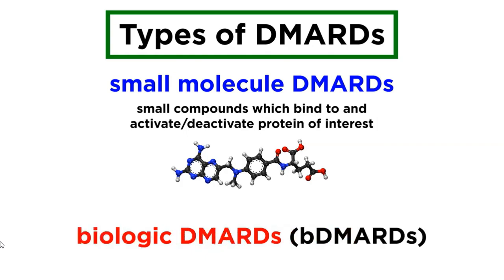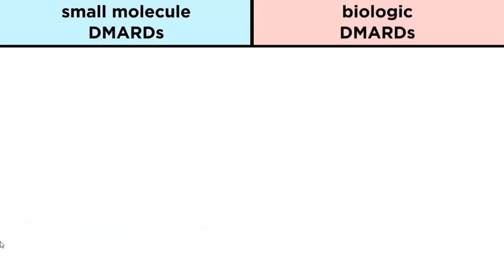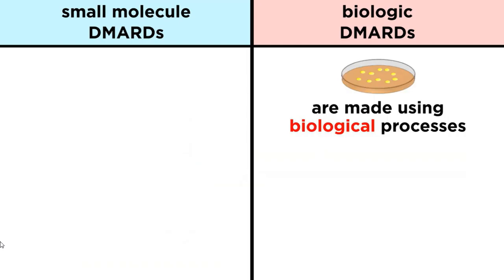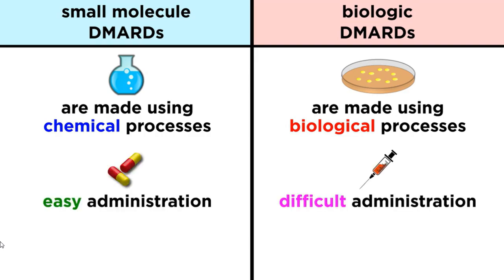On the other hand, biologic DMARDs, or bDMARDs, are antibodies, which are protein complexes that are significantly larger than small molecules. While antibodies are normally generated by our immune system to guard us from invading organisms, pharmacologists can hijack this biological response to generate antibodies which target select proteins of interest with incredible specificity. These two modalities differ greatly in their production, cost, administration, and side effects. As proteins, biologic DMARDs must be made using biological processes rather than the significantly simpler and cheaper chemical processes used for small molecules. This also complicates their administration, as large proteins can't be absorbed by normal routes of administration and must be given by injection as often as once a week.